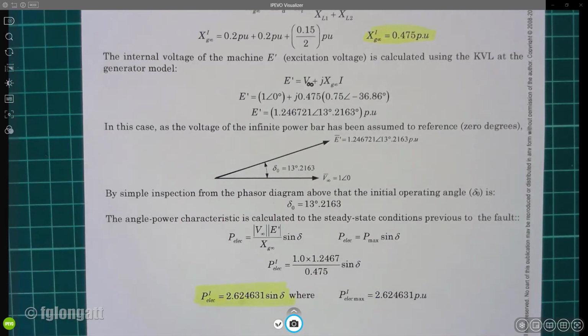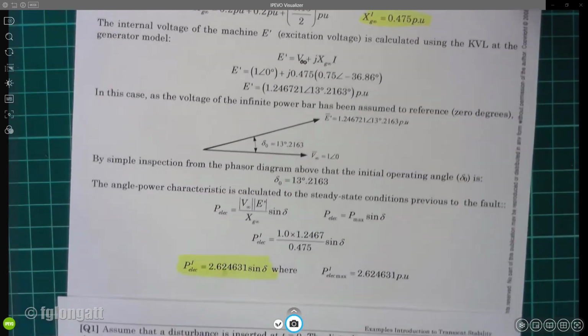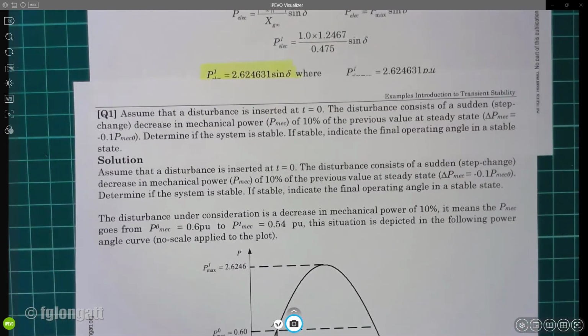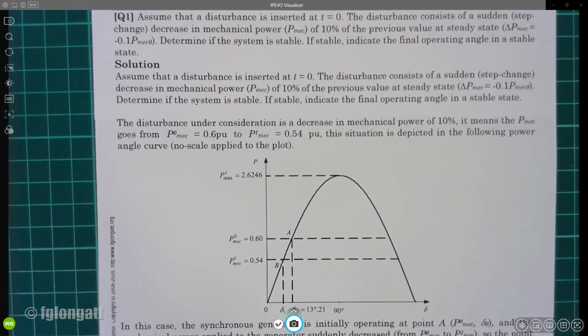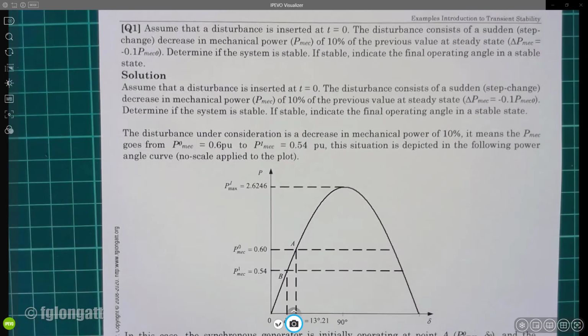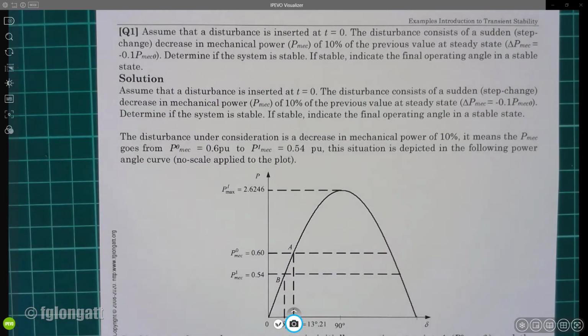Okay, well, what is the next step? The next step is we already have all the pre-fault conditions. We are perfect about pre-fault conditions. The next step is, okay, let's study what is the situation when we have the disturbance, okay? In this case, all of you can see, we have a disturbance. The disturbance is a sudden step reduction on the mechanical power, okay?